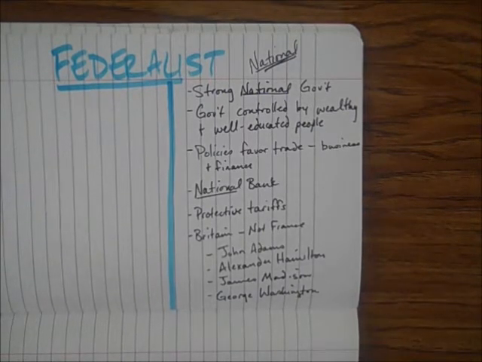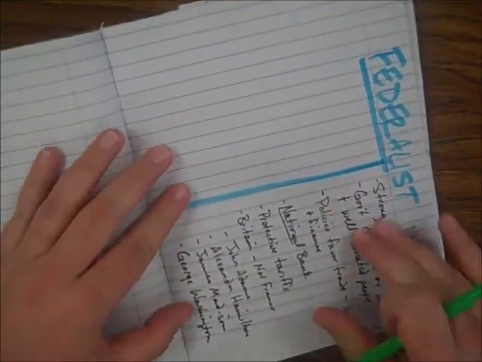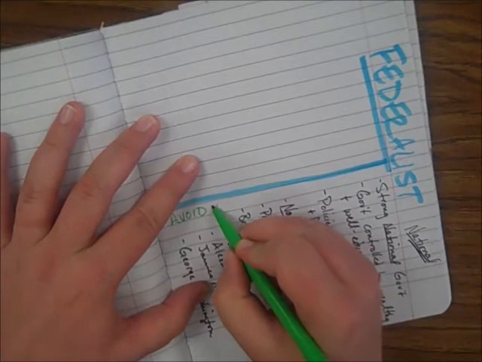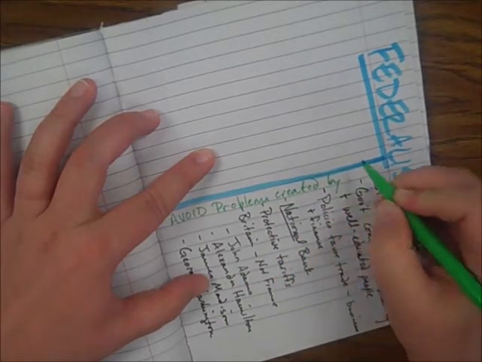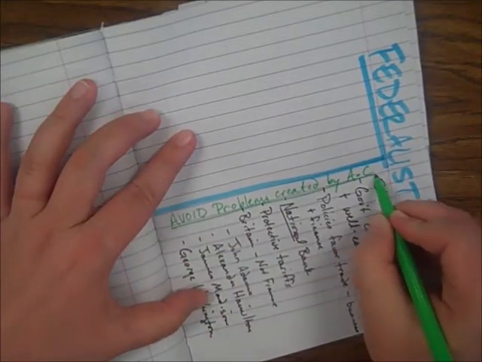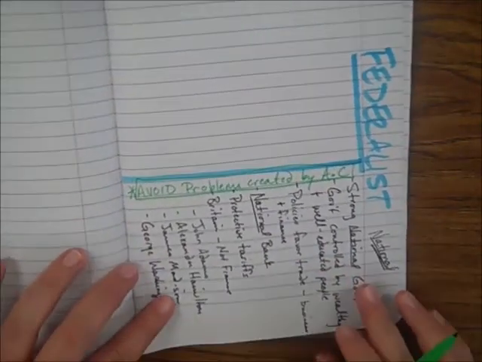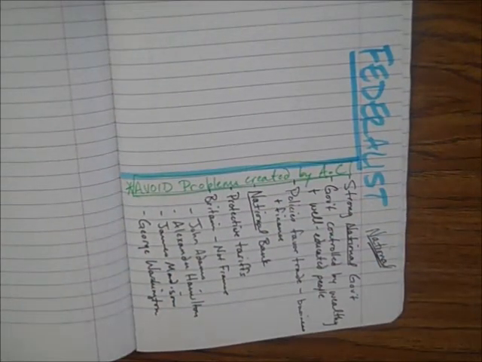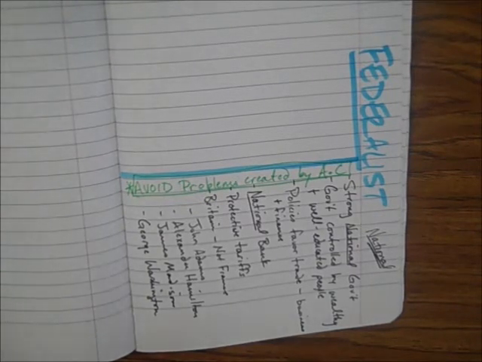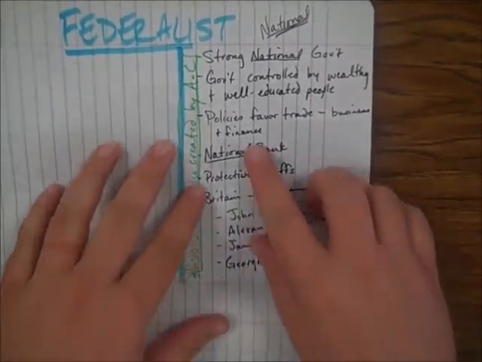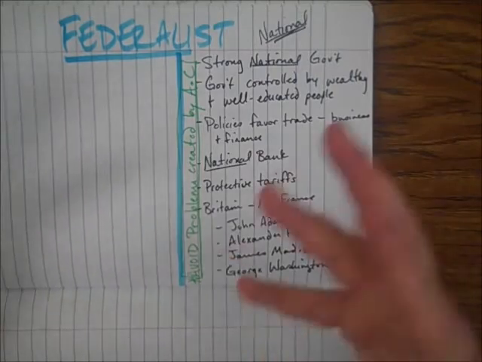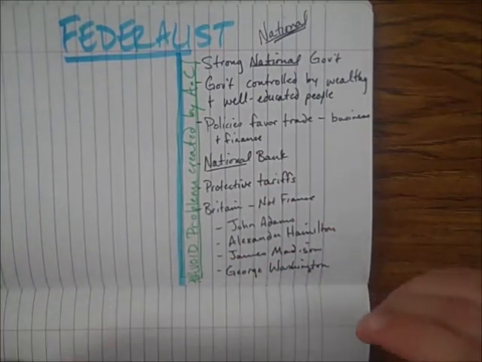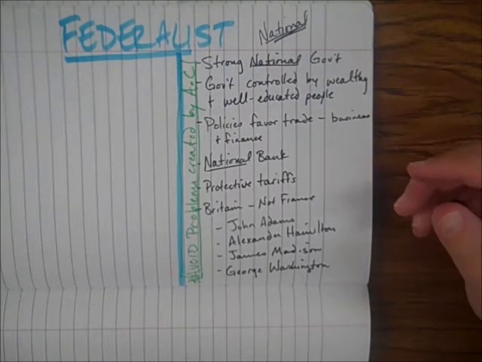Now, just so you can hopefully see this pretty well, I'm going to maybe use a green. What we wanted to do as Federalists, we wanted to avoid problems created by the AOC. We know the AOC is the Articles of Confederation. So we wanted to avoid problems created by the Articles of Confederation, and so we wanted to have a strong national government controlled by well-educated people, favoring trade, protecting tariffs, aligning ourselves with Britain. So there's our important notes about the Federalists.